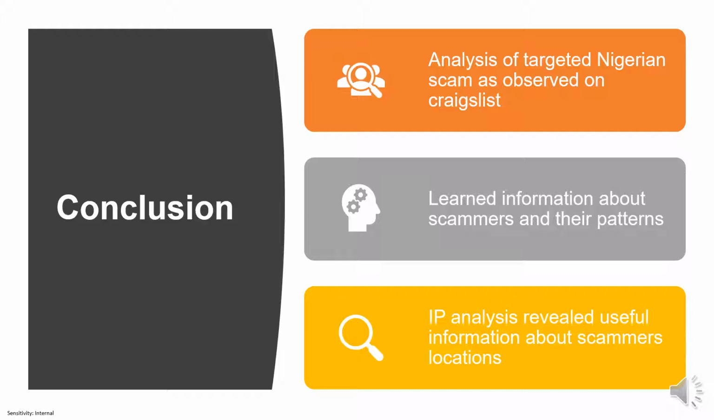To summarize, this paper presented a large scale analysis on targeted Nigerian scams as observed on Craigslist. The researchers learned valuable information on the variety of scam patterns, such as working times, use of automation, and email provider preference of the scammers. I think a key finding here was being able to group these scammers based on similar attributes.